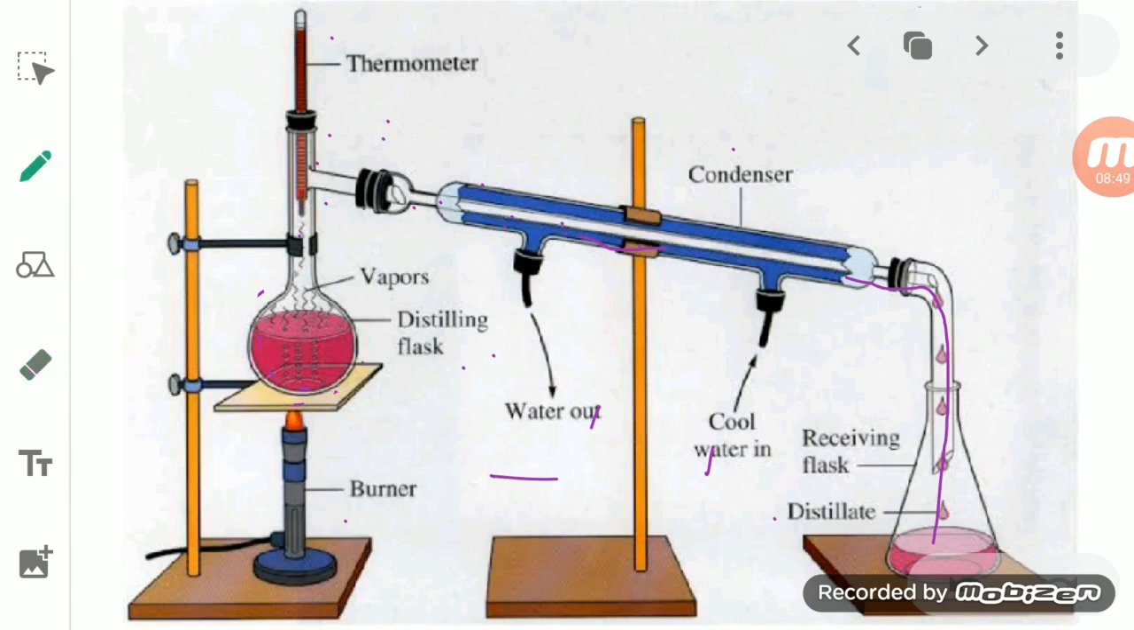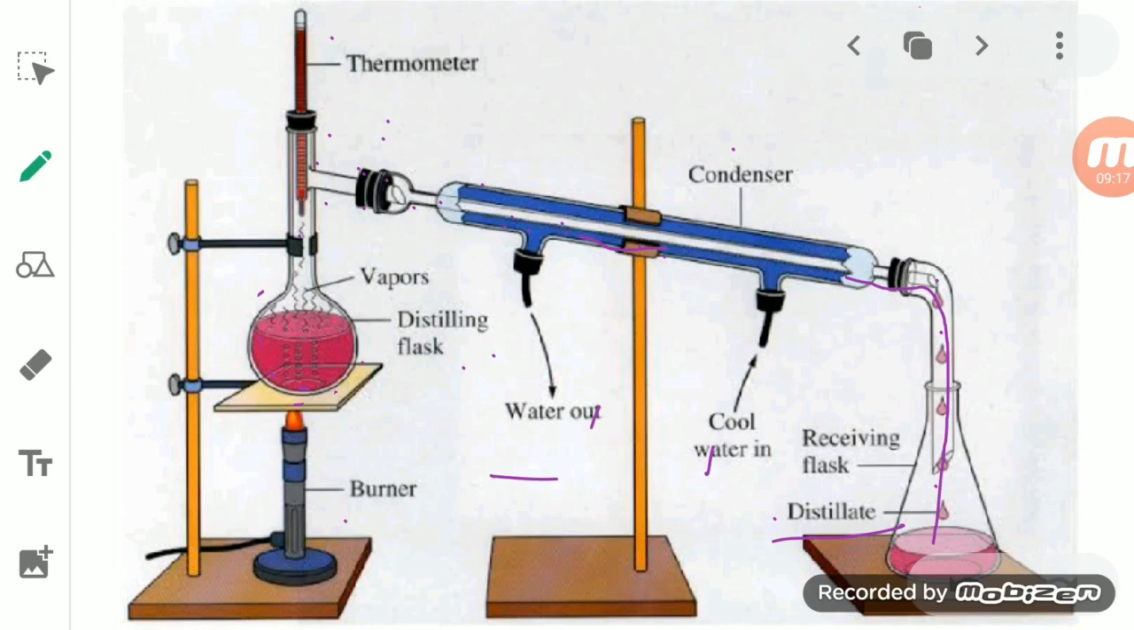So when you heat it, the water vaporizes, and as the water vaporizes, it finally comes to the condenser, and as it comes to the condenser, you will obtain it in the form of water drops in another flask. And that water will be the distillate. Here we use the word distillate. It means it will be distilled water. It will be pure water.